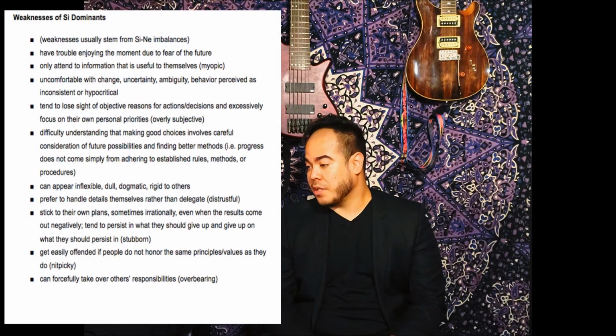So, let us now look at the weaknesses of the SI dominant personality type, that is the ISTJ and ISFJ. The weakness usually stems from SI and NE imbalances, as we spoke about earlier. So we dive into the first point: have trouble enjoying the moment due to fear of the future.